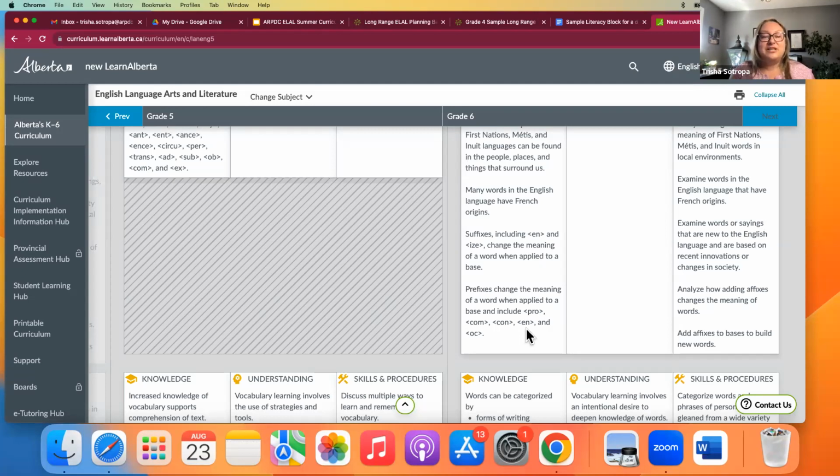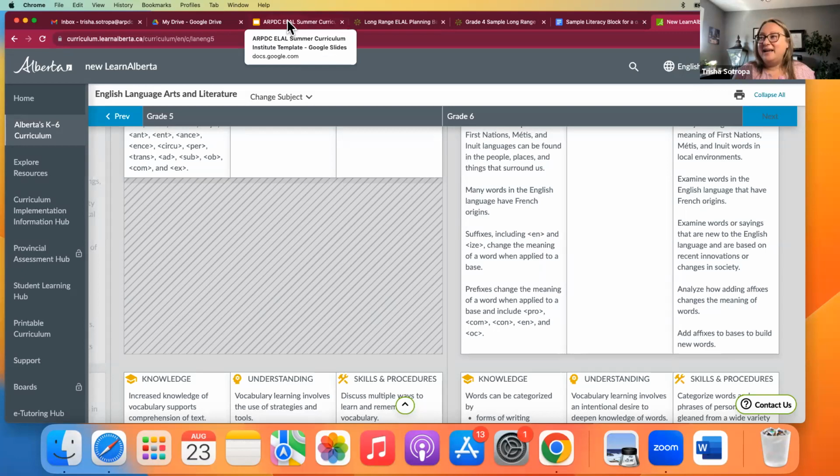Kim also mentioned earlier that on our ARPDC, do you want me to find it? That might help. Okay, I'll find it and then I can post it. That one of our colleagues created a document that has the prefixes and suffixes and which ones she would do in the first half of the year and which ones she would do in the second half of the year as a progression.